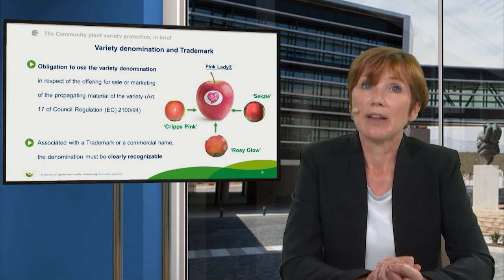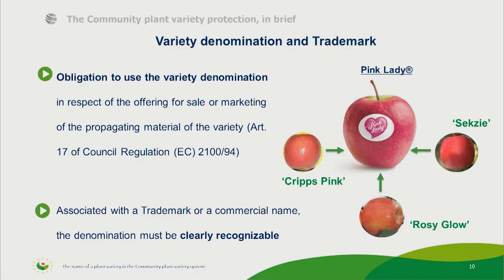So, it should be noted that Article 17 of the Basic Regulation makes the use of the variety denomination compulsory in respect of the offering for sale or the marketing of the propagating material of the variety. Therefore, in case the variety denomination is associated with a trademark, for instance, or a commercial name, the variety denomination must clearly be recognizable. Take, for example, the apple variety 'Pink Lady'. The trademark is Pink Lady, but the varieties 'Crisp Pink', 'Rosy Glow', or 'Sexy' are commercialized or have been commercialized under that name.